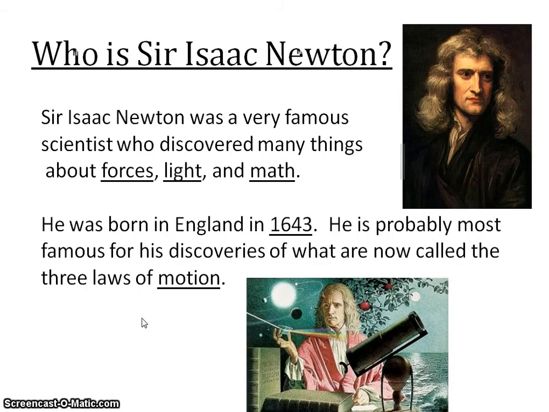Who is Sir Isaac Newton? Well, Sir Isaac Newton was a very famous scientist who discovered many things about forces, light, and math. He was given credit for inventing or discovering calculus, a branch of mathematics, as well as a lot about optics and how light is made up of all the colors. But he's probably most famous for his three laws of motion, which we're going to learn about.